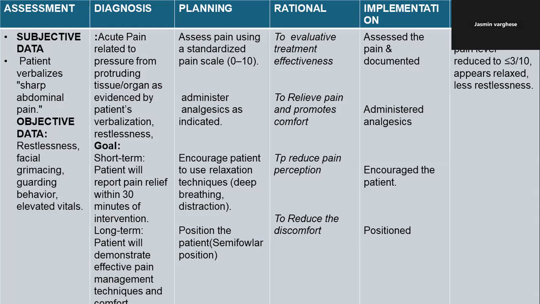When it comes to the planning, evaluation, rationale and implementation columns: assess pain using a standardized pain scale to evaluate treatment effectiveness; implementation, assessed pain and documented. Administer analgesics as indicated, rationale: to relieve pain and promote comfort. Implementation, administered analgesics. Next planning, encourage the patient to use relaxation techniques such as deep breathing exercises, rationale: to reduce perception of pain. Implementation, encouraged the patient to use relaxation technique.